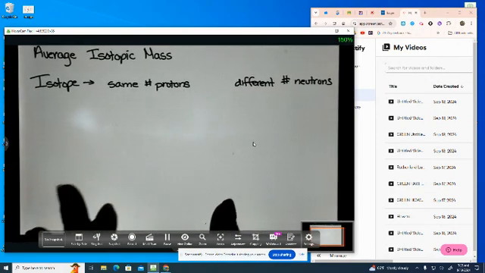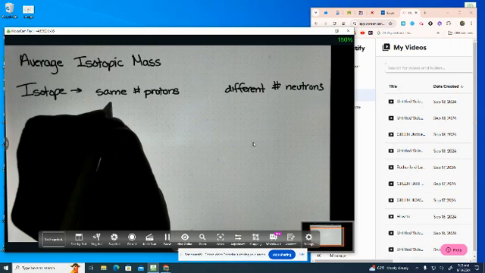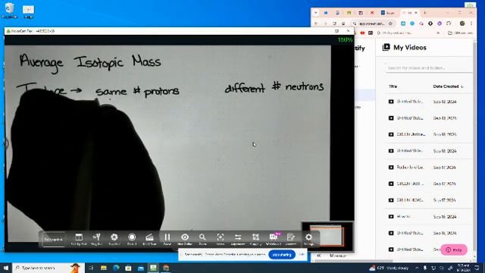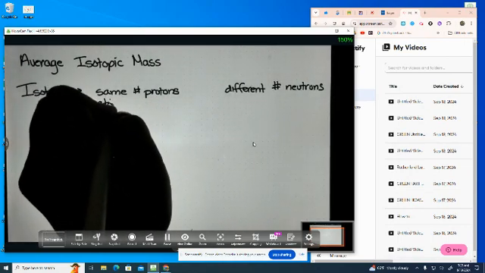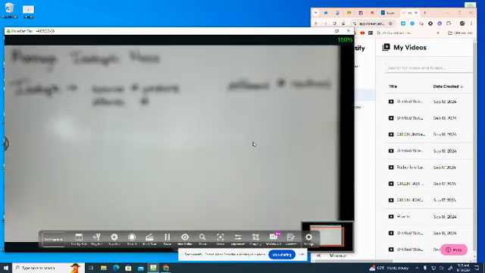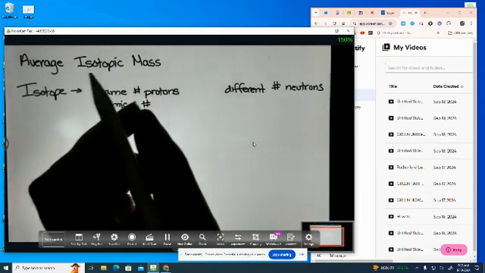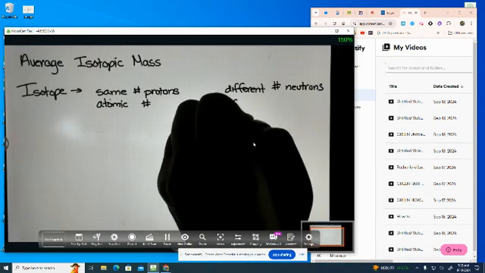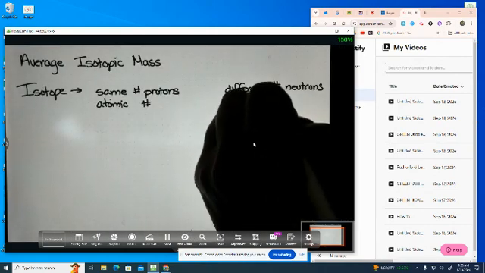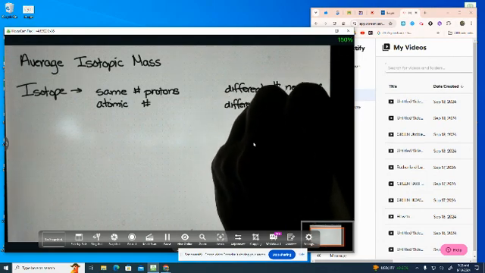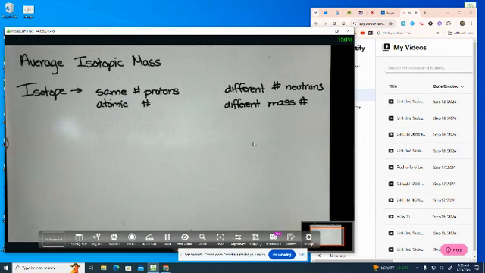Now keep in mind that when we talk about the number of protons, we can also say that they have the same atomic number. And when we say they have different number of neutrons, we can say that they have different mass numbers. Okay, so there's some vocabulary that's coming down the pike here. Yesterday we talked about the vocabulary of what an atom was. Now we have isotopes of those atoms.